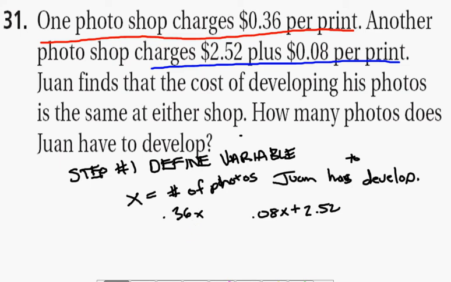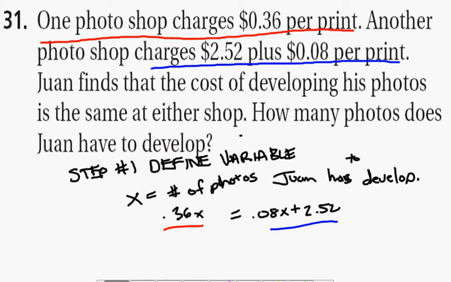And he finds the cost of developing his photos is the same. So if this represents the cost at shop 1, and this represents the cost at shop 2, and we say they're the same, we say that those two are equal. Basically, to find the number of photos Juan has to develop, you simply solve this equation.